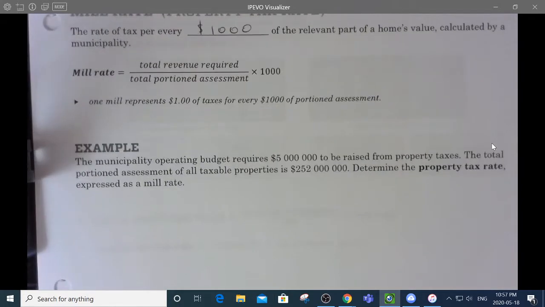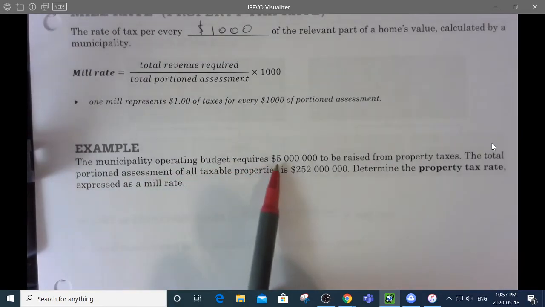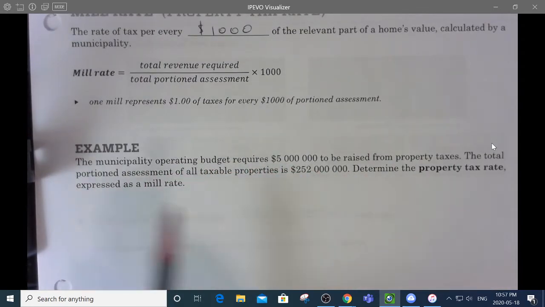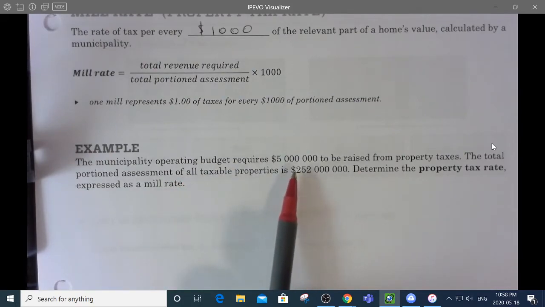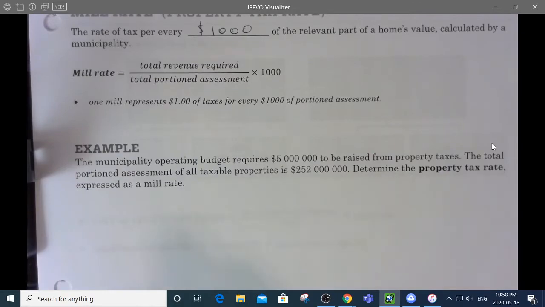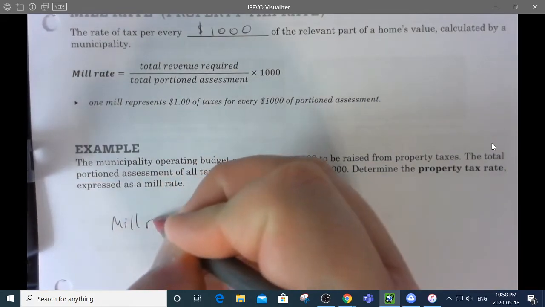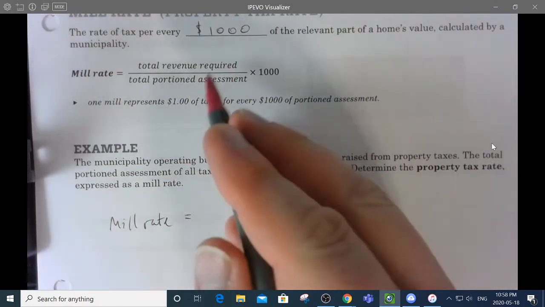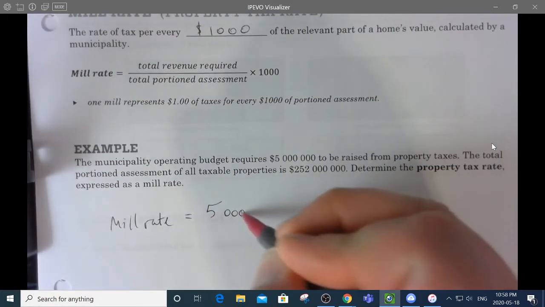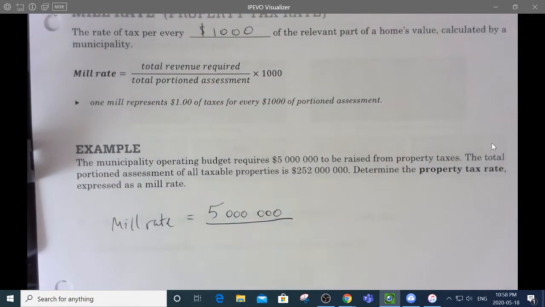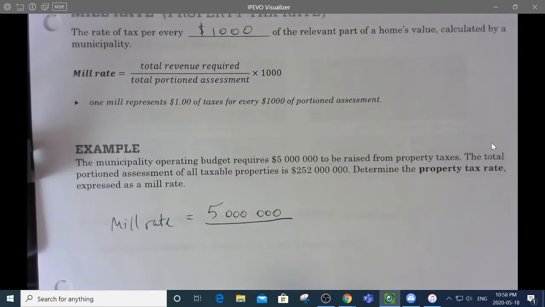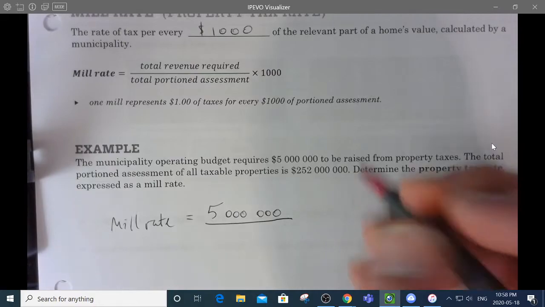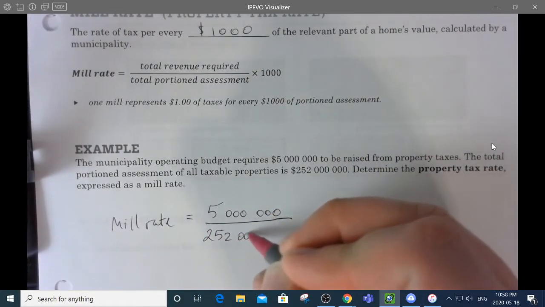For example, the municipality operating budget requires $5 million to be raised from property taxes. So we're talking about a town here that realizes they need $5 million to run their town for the year. The total portioned assessment of all taxable properties is $252 million. Determine the property tax rate. So I'm going to use this little formula. The mill rate is equal to the revenue required, they require $5 million to pay everybody and fix everything and maintain everything in their town. Their total value for tax purposes is $252 million.